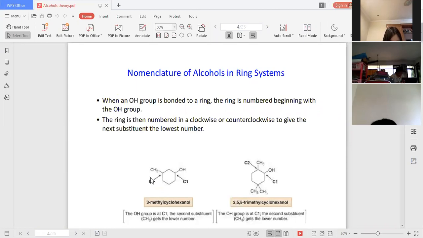Example in this one, there are two sides. One is the functional group, and the other one on the left hand side is the methyl. Methyl is the substituent, so the substituent must have the lowest number. Since this is carbon atom number 1, this one is carbon atom number 3. And then for this molecule, there are many substituents.